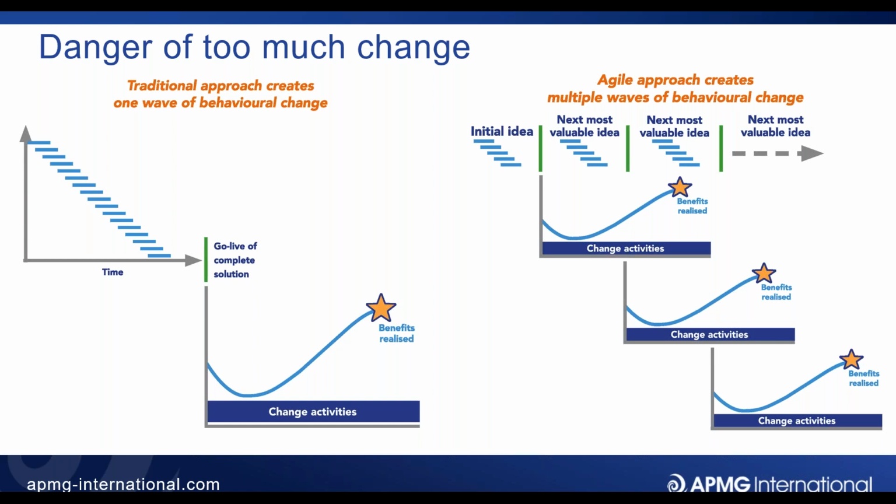Whereas in this agile approach on the right hand side, we have the initial idea and that leads to some change, the next most valuable idea, that leads to some change, and then the next one, etc. So we do have far more frequent change. And some people are concerned that that volume of change makes people feel as if they haven't got time to find their feet. They're on shifting sands all of the time because things are changing all of the time.